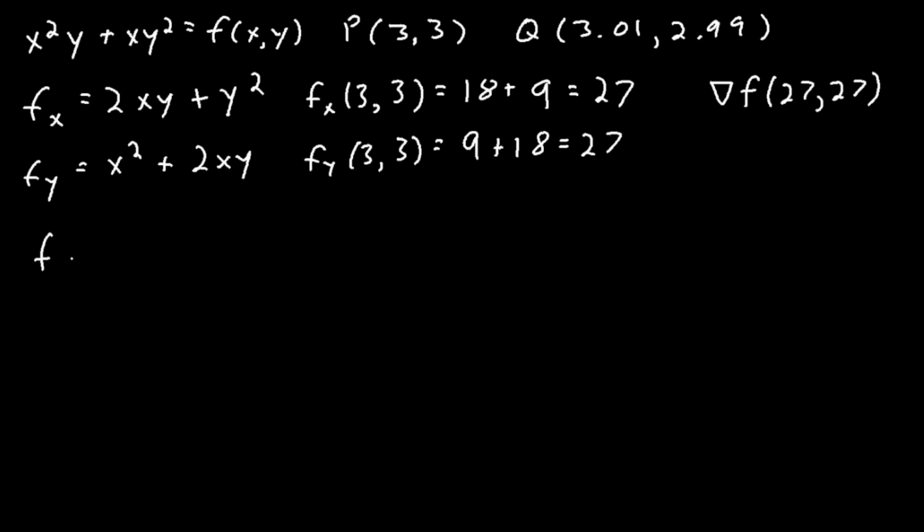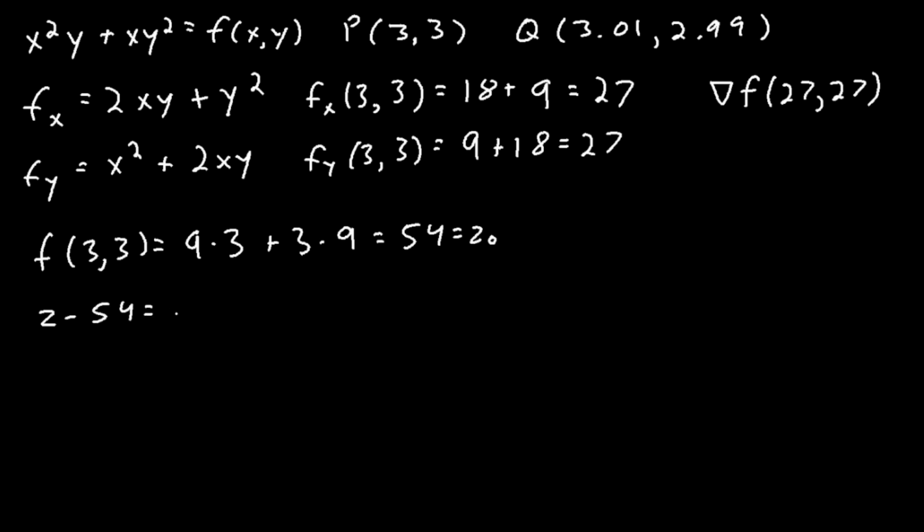And once we have our gradient, we can plug in the values of, let's first find z null actually. F of 3, 3 is 9 times 3 plus 3 times 9, which is equal to 27 plus 27, which is 54, which is our z null value. So we have z minus 54 is equal to 27, our x partial, times x minus x null, which is 3, plus 27, our y partial, times y minus 3.